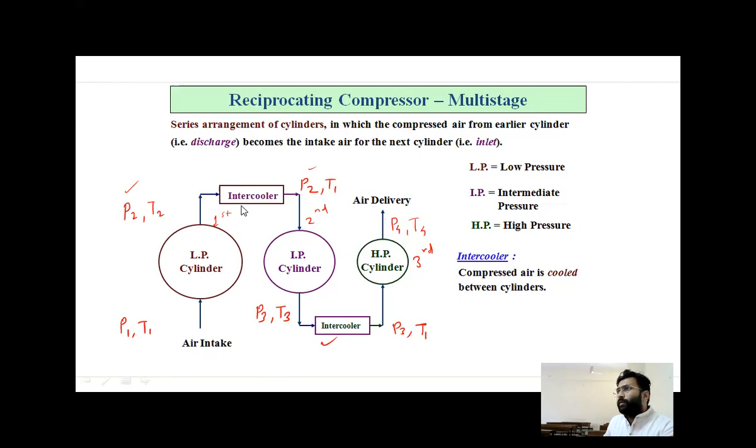Then we employ the intercooler. The intercooler we'll see in the next PV diagram. But the intercooler is used to reduce the temperature of compressed air.